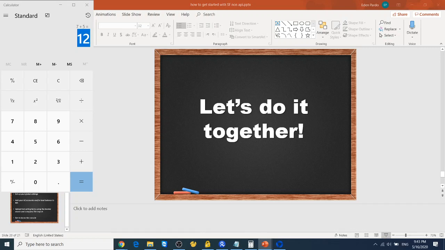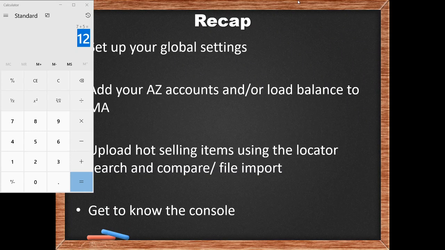So let's recap. Set up your global settings. Add your Amazon accounts and/or load balance to managed accounts. Then upload hot selling items using the locator, search and compare, don't forget about that, not the speed search. Or use the file import, if you're subscribed to Zik Analytics or any other market research tool. And get to know the console.